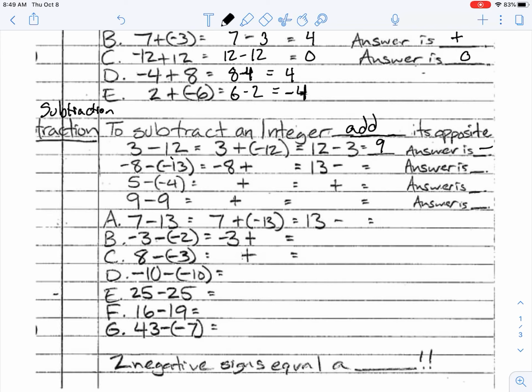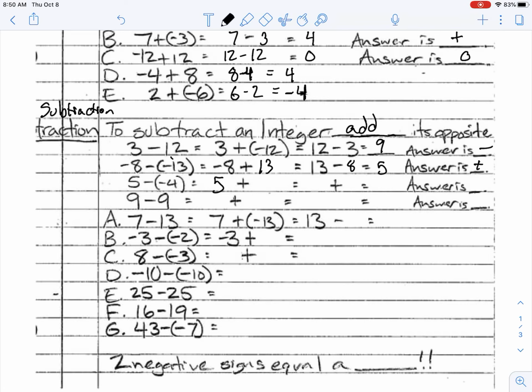-8 minus -13. So they changed the operation, and then we're going to do the opposite of that one there. And then follow our addition rules because we have -8 plus 13. So 13 minus 8 is going to give us 5, and the answer will be positive because 13 has a bigger absolute value than -8, just like the rules above.